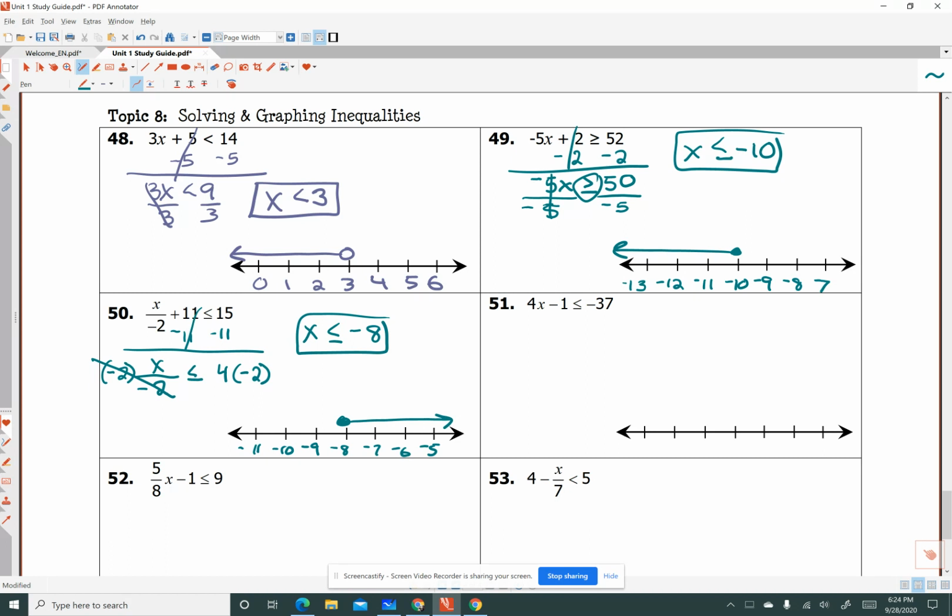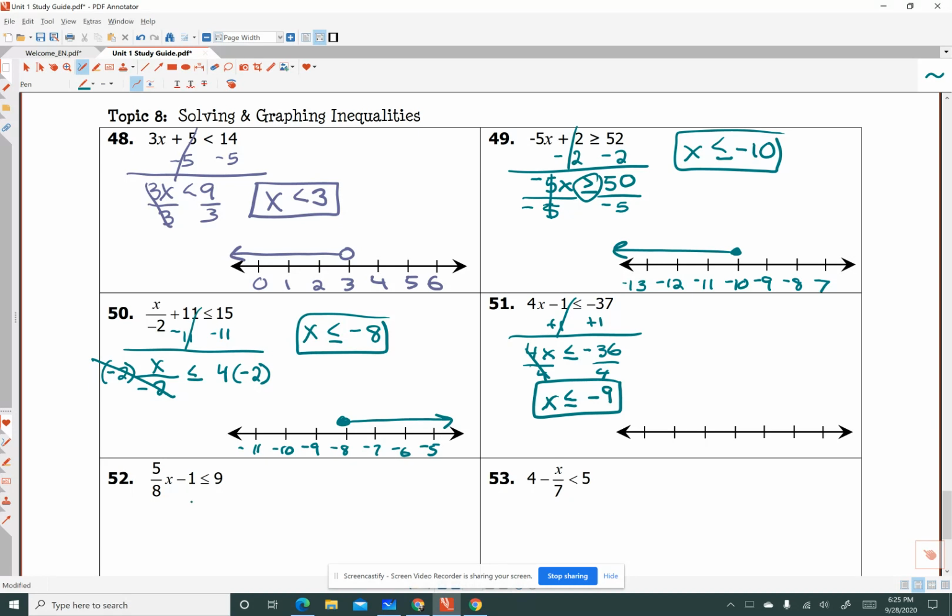Number 51, we'll add 1 to both sides of the inequality. And we have 4x is less than or equal to negative 36. Divide both sides by 4. And x, and we didn't divide by a negative, so the sign stays the same, is less than or equal to negative 9. And I'll leave you to graph that on your own.